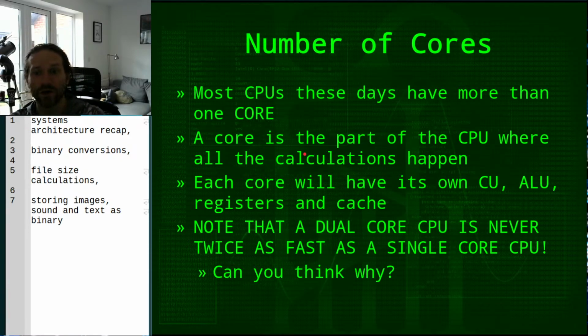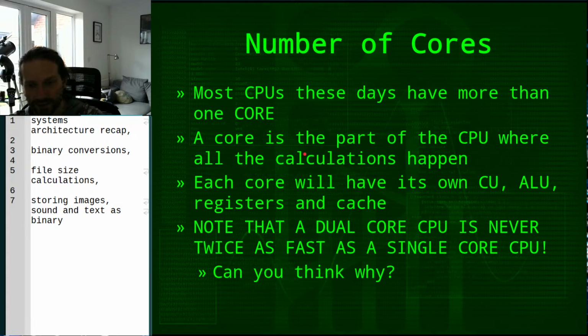Okay, so remember, the core of the CPU is where the fetch, decode, execute cycle actually happens. The core has its own set of registers, it has its own CU, it has its own ALU, it even has its own independent cache.